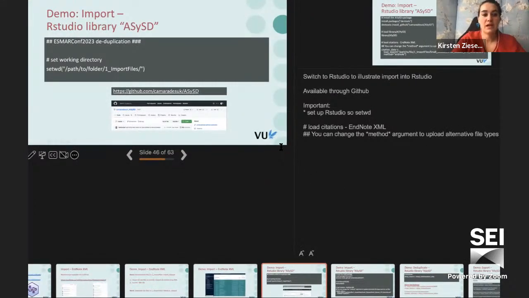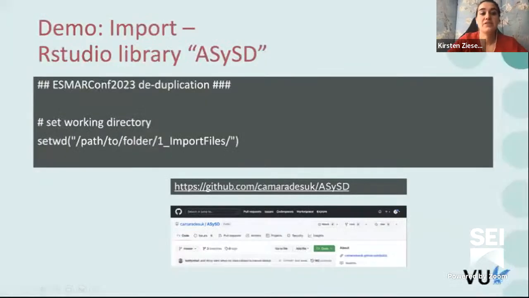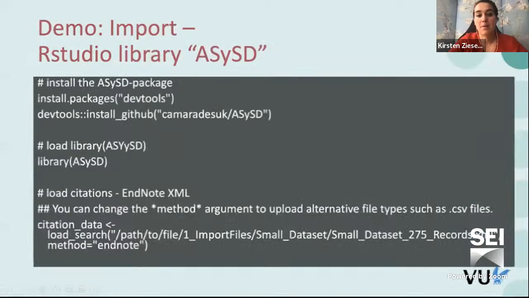So what we just did was we set our working directory path to the folder, and we wanted to get the ASSIST package from GitHub. We installed the ASSIST package using install.packages, first devtools, and then pulling the ASSIST package from GitHub and loading the ASSIST package into RStudio.